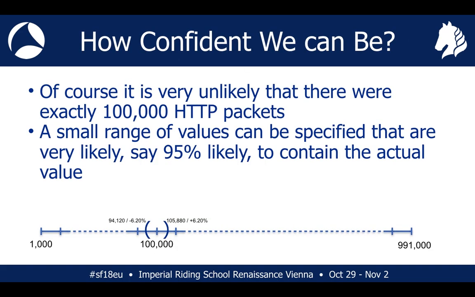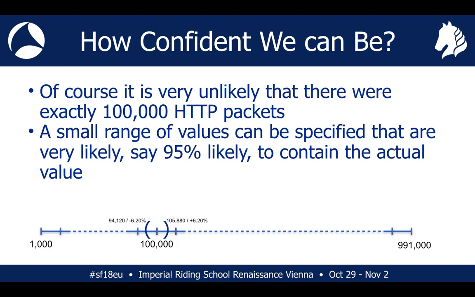But, of course, maybe it's a little bit oversimplified, this solution. Because actually, it is unlikely that the HTTP packets in the original 1 million packets are exactly 100,000. It is unlikely. They could be 100,001, they could be 999, but it's unlikely that they are exactly 100,000.